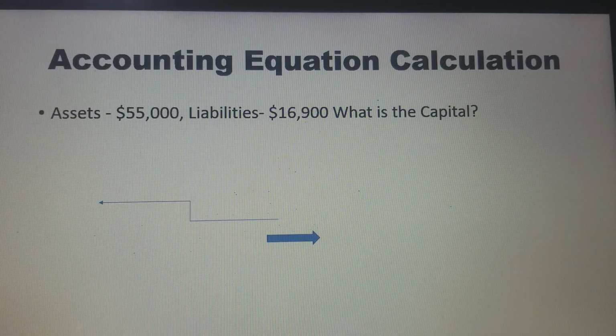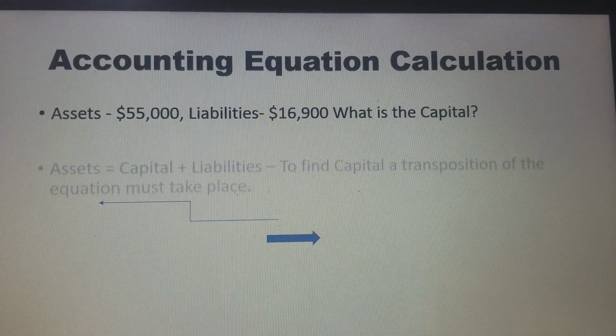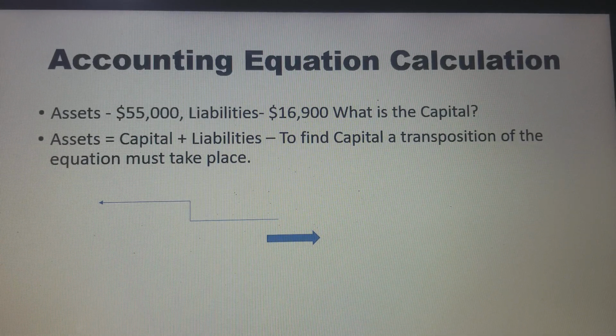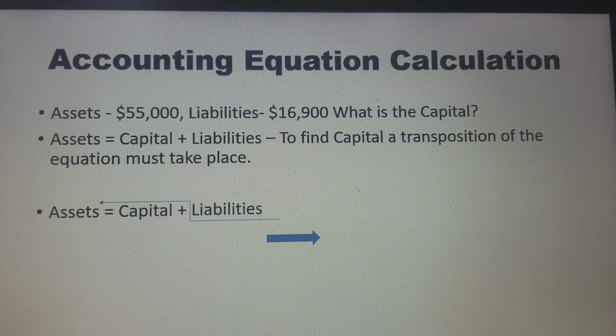So the asset of $55,000. Let's look at some calculation of accounting equation. If your asset is $55,000 and your liability is $16,900, what is your capital? What we do is what is called transposition, right? To find capital, a transposition of the equation must take place. How does that look?